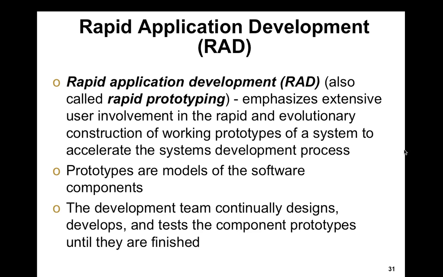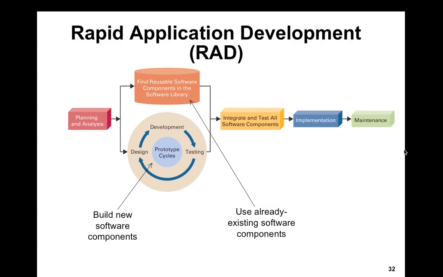So prototypes are models of software components. The development team continually designs, develops, and tests the component prototypes until they are finished in this approach. So here's rapid application development and what it looks like in terms of the software development life cycle. We have the planning and the analysis, and then a slightly different kind of development cycle where we design, develop, test. Design, develop, test. So we build the new system components in an iterative way, finding reusable software components, software libraries, and putting the pieces together. We could also just create our own, which is what Google ended up doing. Then we integrate all the tested components, implement, and then maintain it.